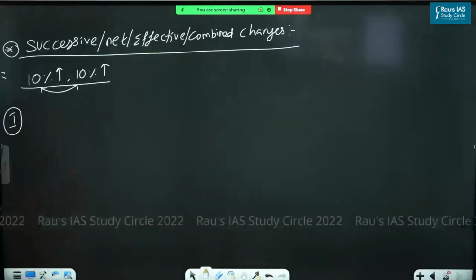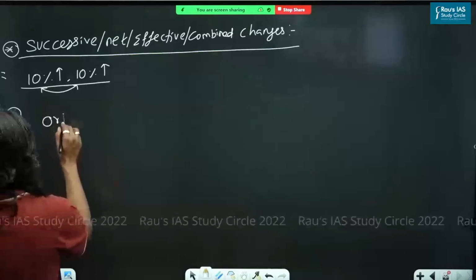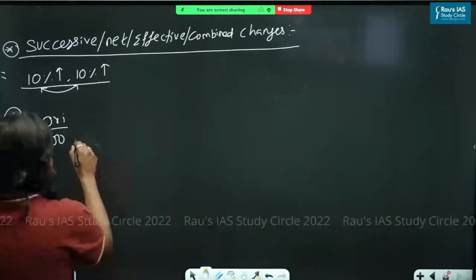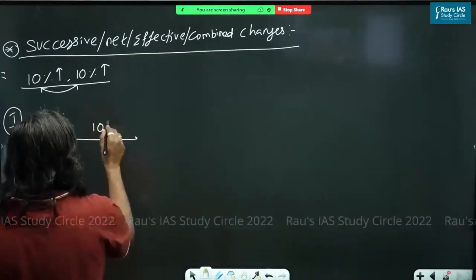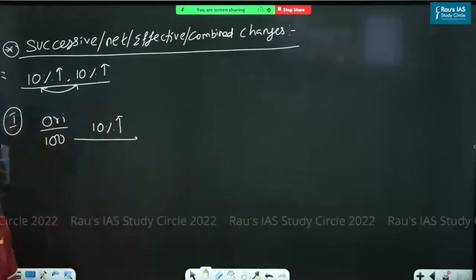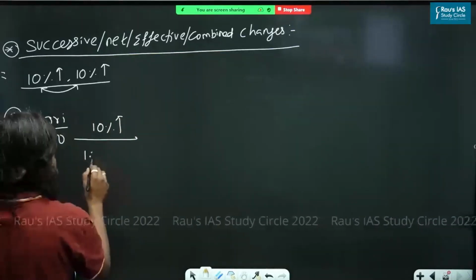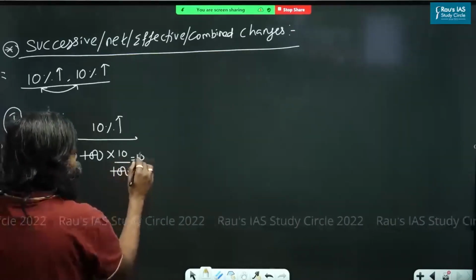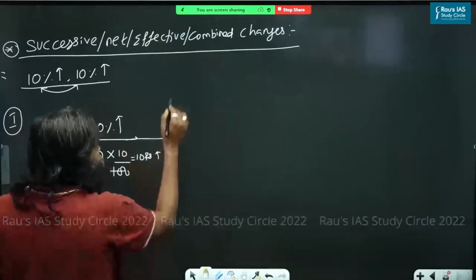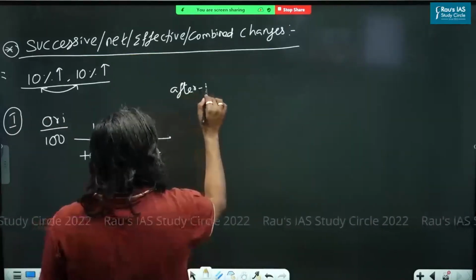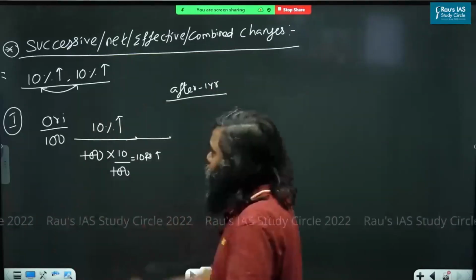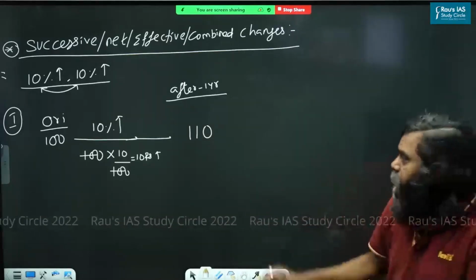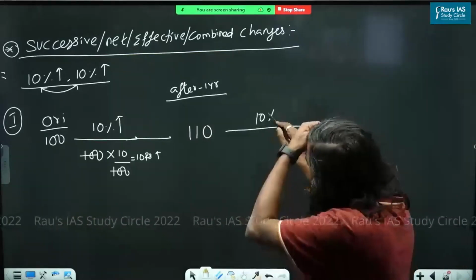I am assuming my original income is 100 rupees. For example, you take it as 100%. Now, first year, 10% increasing. 10% of what? Original, that is 100. Out of 100, 10% is how much? 10 rupees increasing. After the first year, 100 plus 10, it becomes 110. Understood? Second year, again 10% increasing.